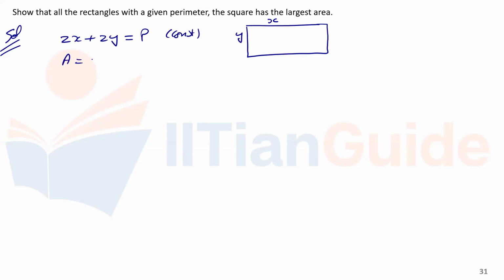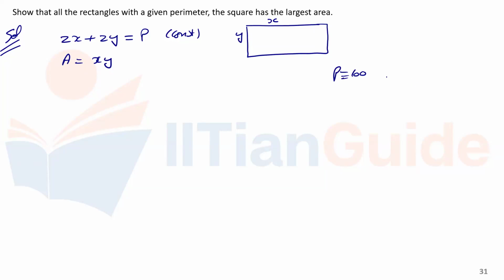The area is x into y, and we need to maximize or minimize the area. We need to differentiate area. And the perimeter is constant, which I have taken as P. For example, suppose I take P to be 100.